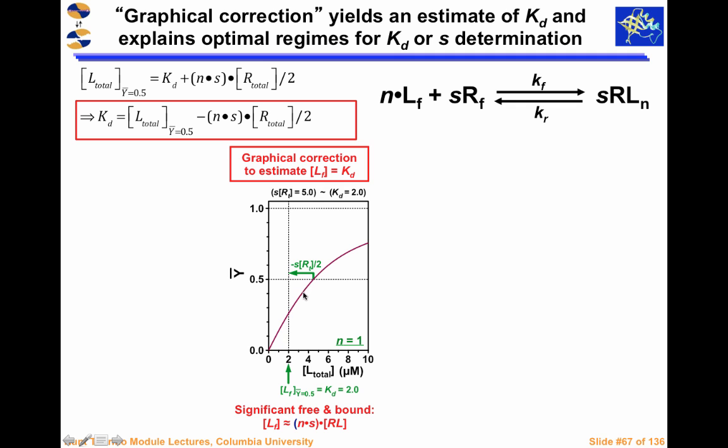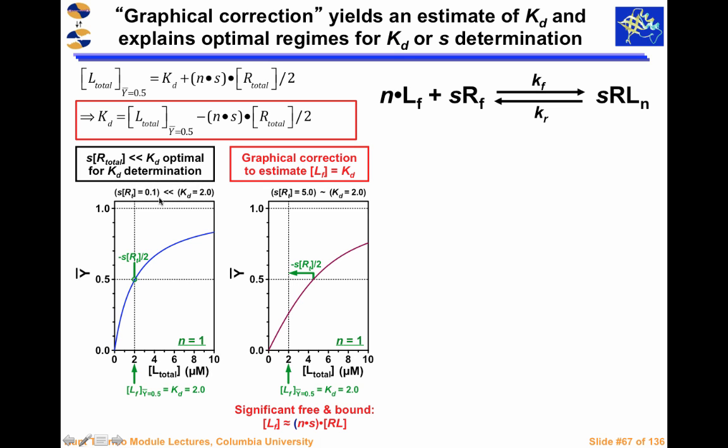Now, to think more broadly and deeply about how binding experiments work and how we should design them, we're next to consider a regime where SRT is much lower than KD. That's shown in the next graph. This graph now shows simulated data for a receptor with the same KD, 2.0 micromolar. But now SRT, rather than being 5 micromolar, is 0.1 micromolar. So 0.1 micromolar is 1/20th of the KD. At 50% saturation, only half of the receptor is occupied, and so the amount of bound ligand is going to be 1/40th the KD under this condition.